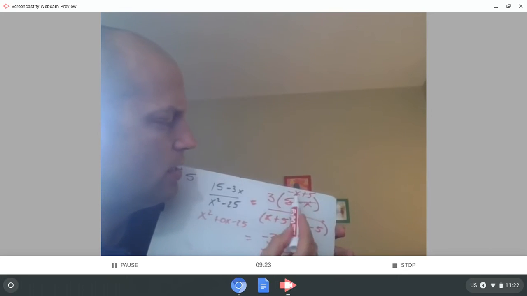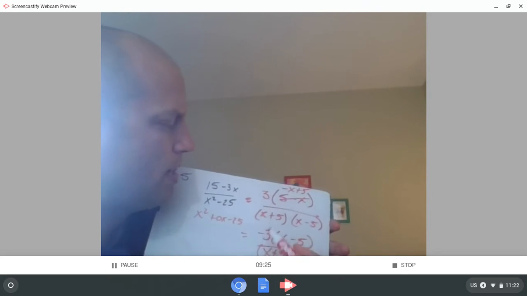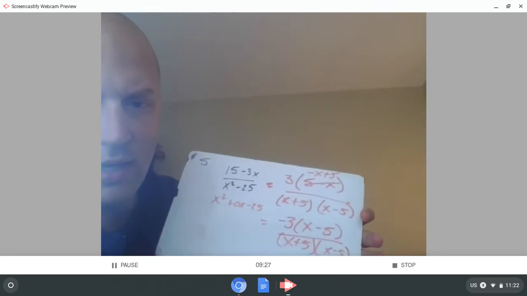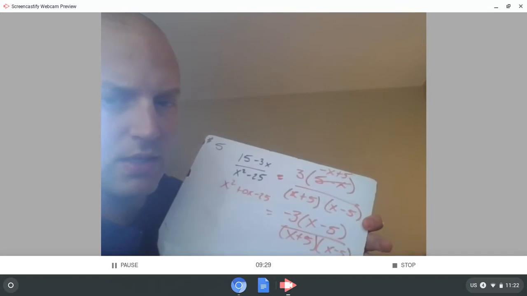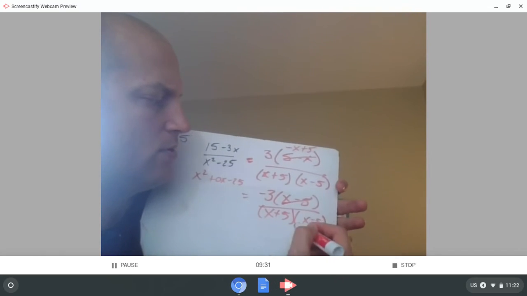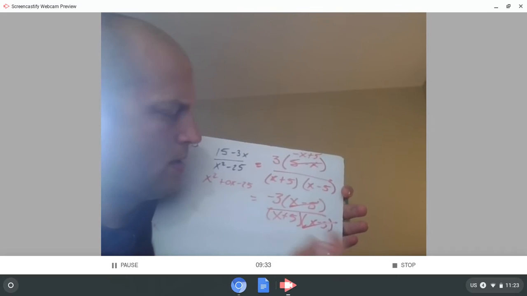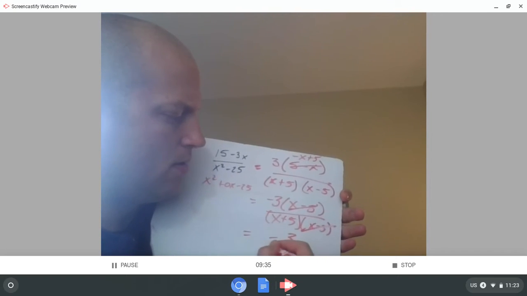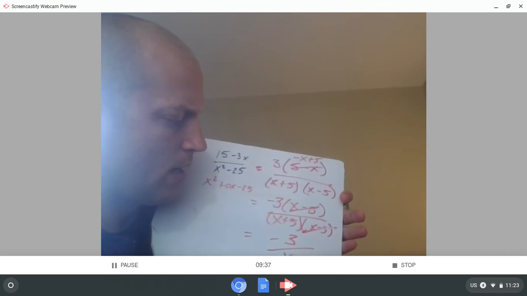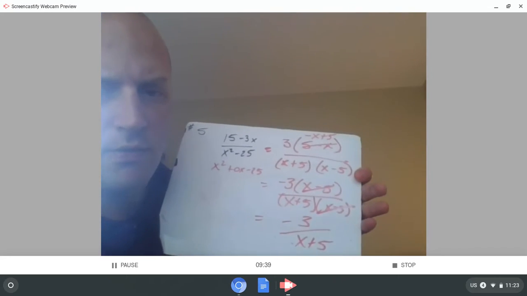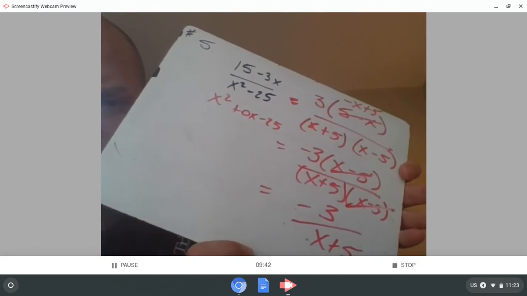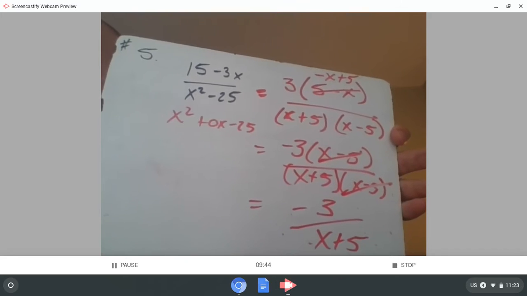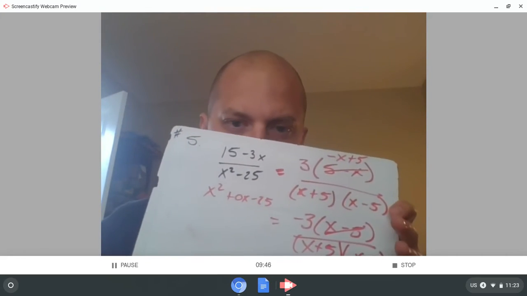So the only thing I did is I took out a negative on top and put it out in front with the 3, okay? So now I definitely see something that's the same. I got x minus 5's, karate chop, and I'm left with negative 3 all over x plus 5. So final answer, negative 3 over x plus 5. Okay. You guys have any questions with that one?